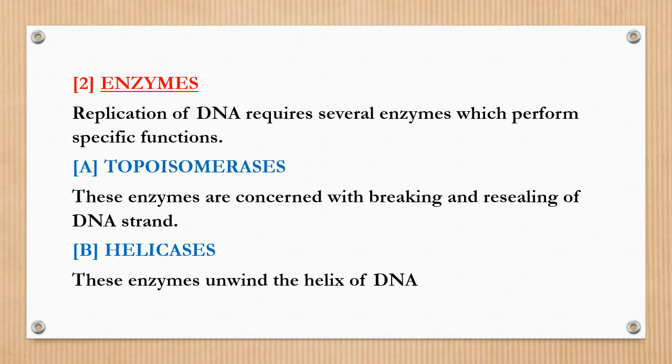Next, second one, enzymes. Compulsory. Any process in a living organism is regulated or catalyzed by enzymes. So replication of DNA requires several enzymes which perform specific functions. Let's see what enzymes are involved in replication. The first one is topoisomerases. These enzymes are concerned with the breaking and sealing of DNA strands.